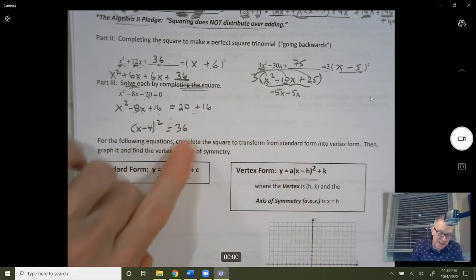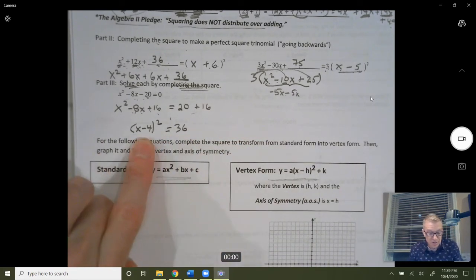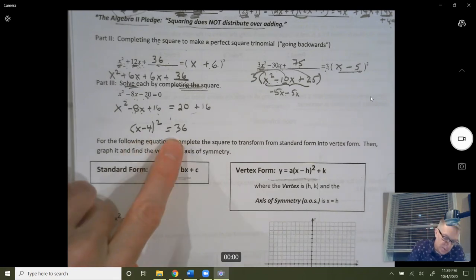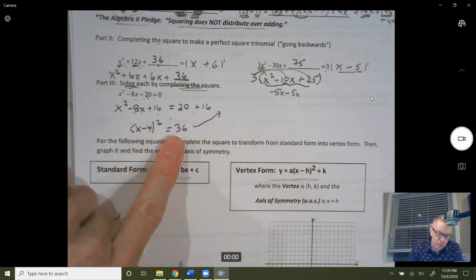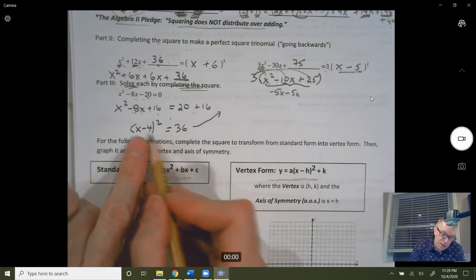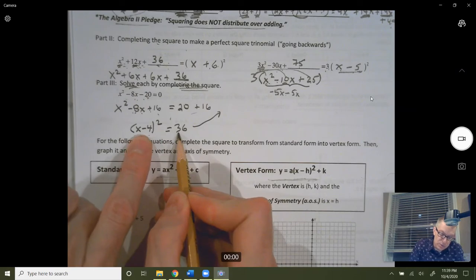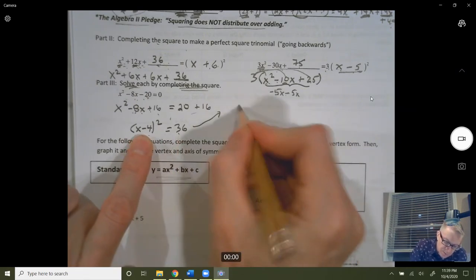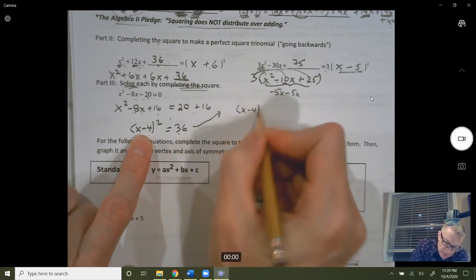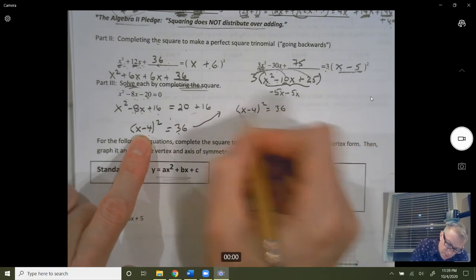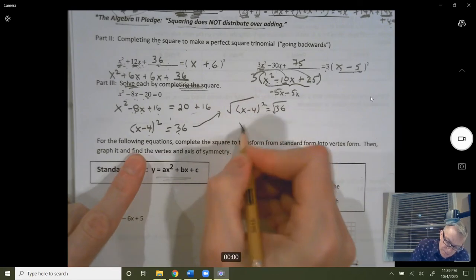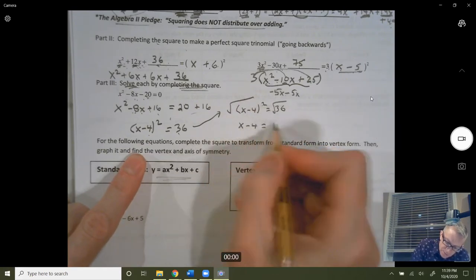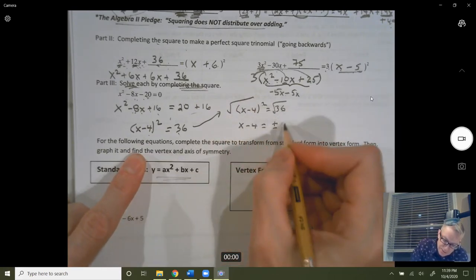Okay, so there are a couple Delta Math assignments where you're going to leave your answer like this. It explains that in the instructions. Okay, and then there might be some that you also have to then solve the equation. So here, now we're going to solve the equation. We're going to square root both sides. So we have x minus 4 squared equals 36. Square root goes away. We've got x minus 4 equals plus or minus square root of 36.